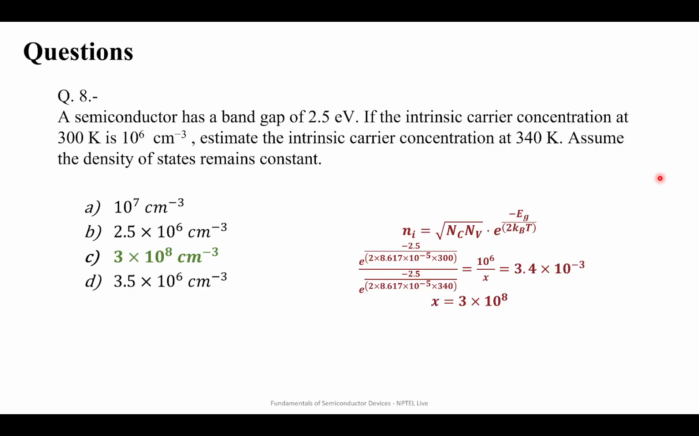So the answer for this would be 3 into 10 raised to power 8 per centimeter cube. And it is given by the same formula. You just need the temperature variation, the rest of the things are same. And that comes out to be 3.4 into 10 minus 3. So by change of variables you will get x is equal to 3 into 10 raised to power 8 per centimeter cube.